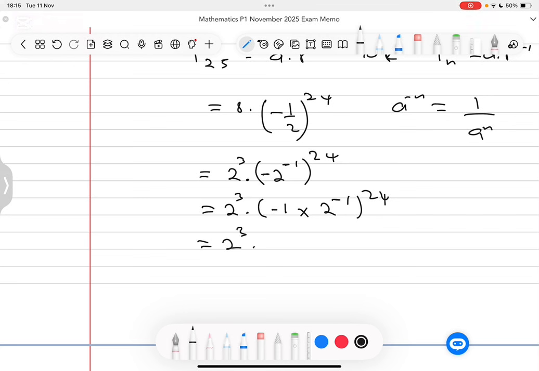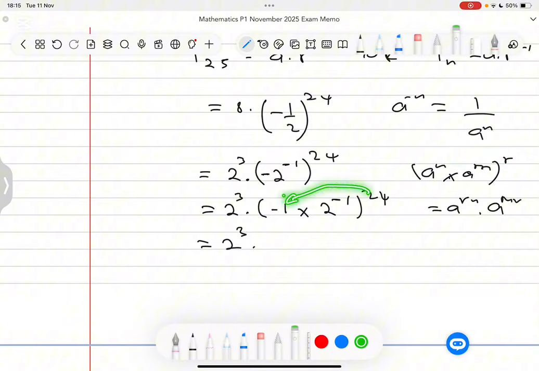Now from here, I'm going to have a 2 to the power 3, and I'm going to use a rule that says if you have a to the power n multiplied by a to the power m, and we have an r here, this is the same as a to the power rn times a to the power mr. So the r multiplies each exponent there. So the 24 would multiply the exponent here, 1 to the power 1, and it will also multiply this one here. So that I have now here -1 to the power 24.